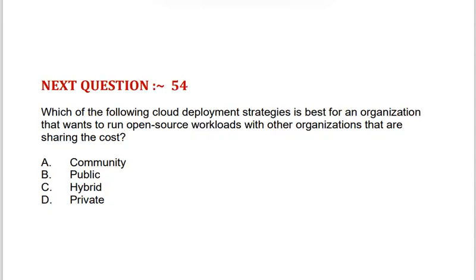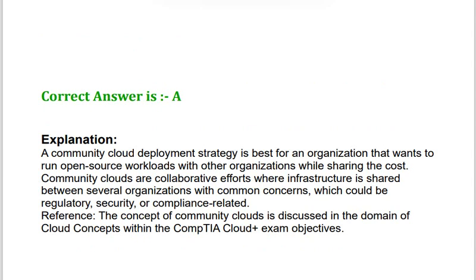Question is, which of the following cloud deployment strategies is best for an organization that wants to run open source workloads with other organizations that are sharing the cost? Option A community, Option B public, Option C hybrid, Option D private. Correct answer is option A.